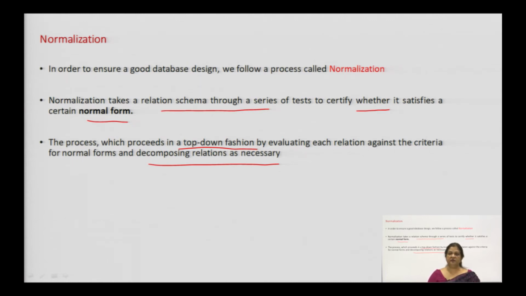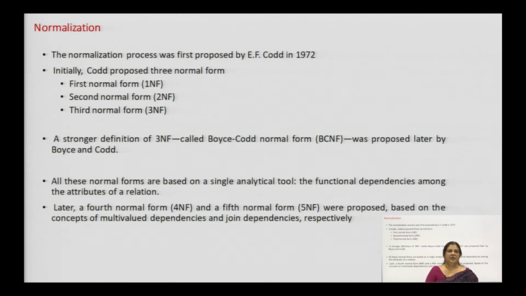That is, first we will check the given relation against some normal forms. If it does not meet the criteria for the normal forms, then we will decompose the relation into more relations, that is, break it into more relations, and this is called normalization. Normalization was introduced by E.F. Codd in 72, giving three normal forms, the first normal form, second normal form, and the third normal form.